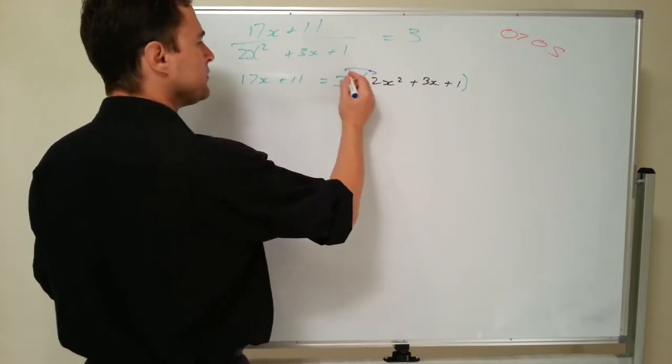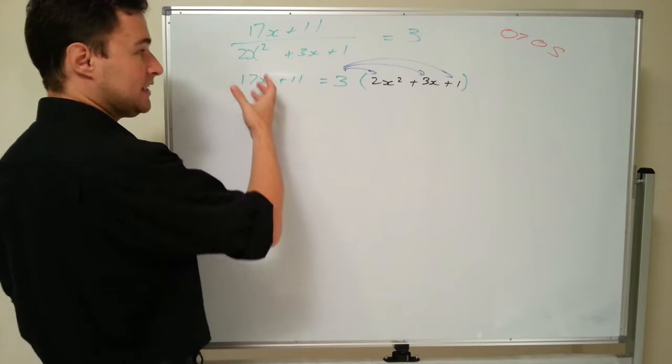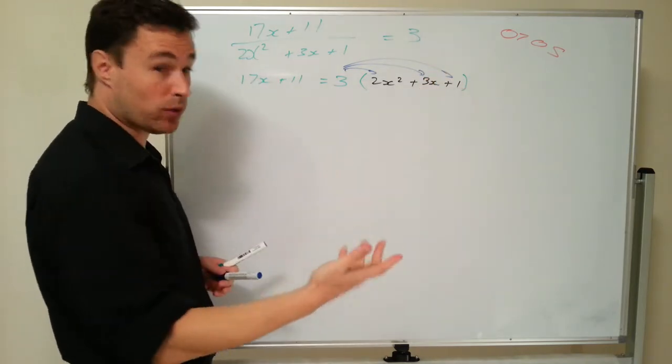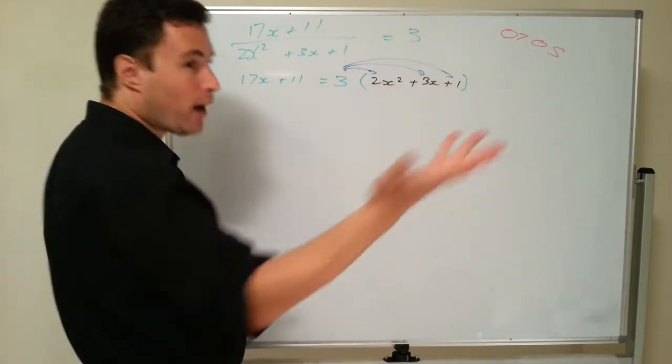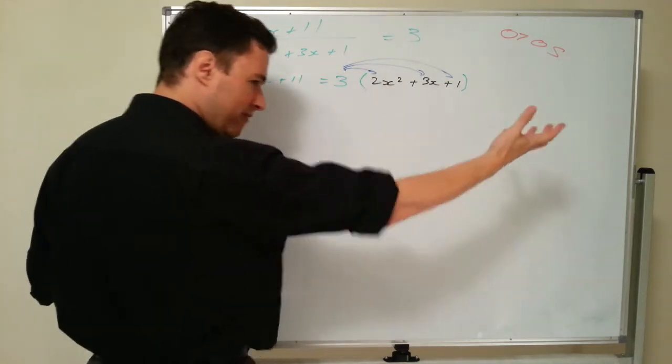Let's tidy everything up. Let's distribute this 3 to there, and then we're going to bring the 17x plus 11 over. I'm going to do 2 moves at once. Why do I want it all over? Because it's a quadratic. For a quadratic, I want everything to equal 0.